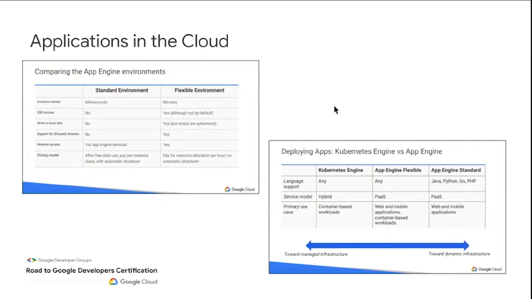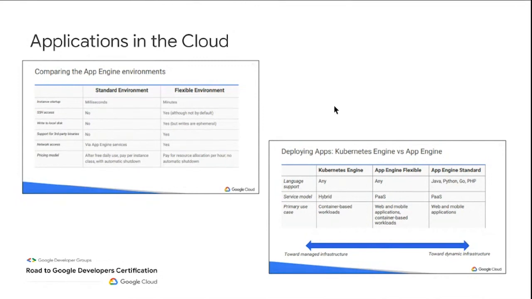So there are two ways to deploy your applications on Google Cloud. One is App Engine, which has two environments: the standard environment, where there is a set of supported runtimes like PHP, Python, Go, Java, and so on. And then you get fast instance startup. You don't get SSH access. You cannot write to local disk or anything. It doesn't support third-party libraries and so on. It does support network access, and the pricing model, after you use your free daily use, you pay per instance class with automatic shutdown.